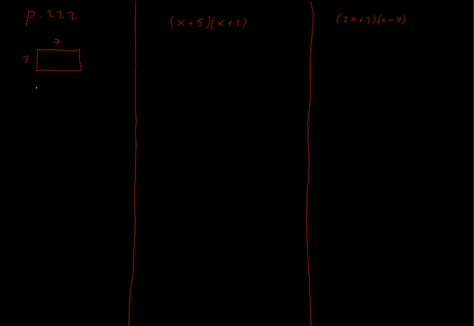Hello. So today we're going to continue on with our work in algebra, and we're still working on the questions on page 222, but we want to look at the area model for multiplying out our brackets. So we're going to be looking at how to multiply out brackets like these.